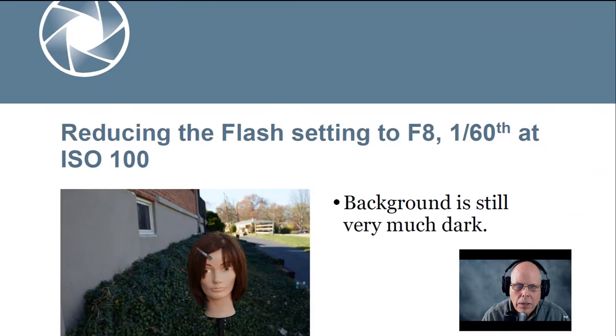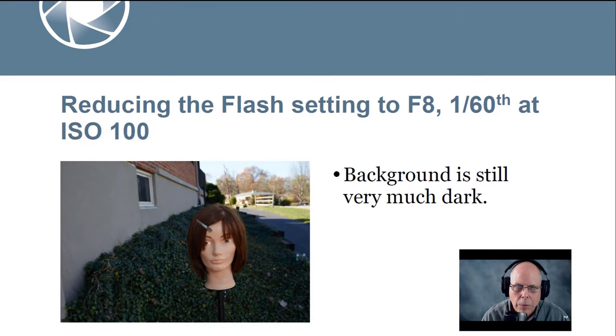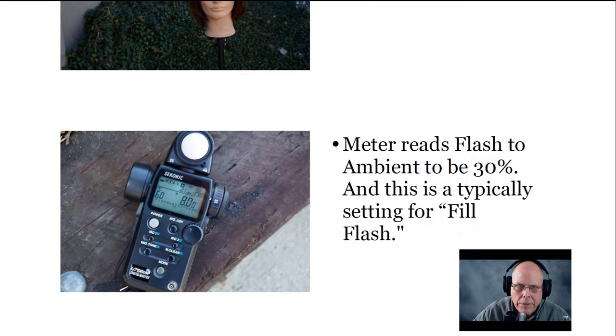So the question is when reducing flash. In this case, I just lowered the flash output and took a reading after I popped the flash. And this is the picture I got, and you can see the background is still dark. If you look at the meter reading, up in this corner, it's 30%. So it's less than the ambient exposure, and this is typically where you would set fill flash.